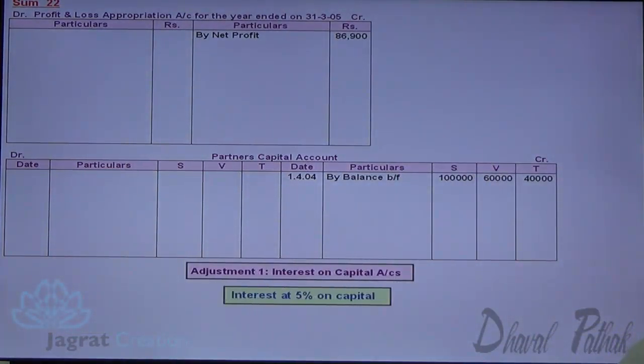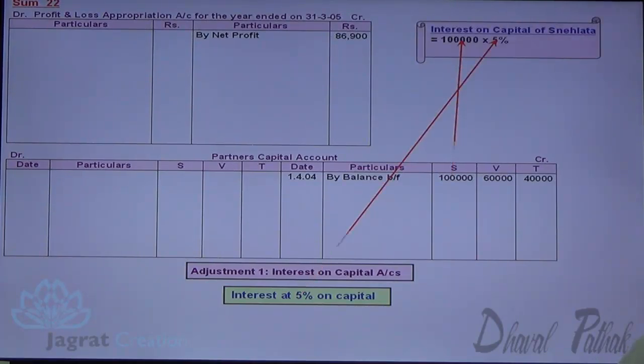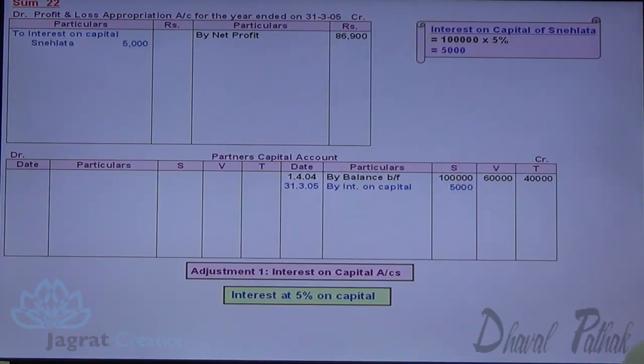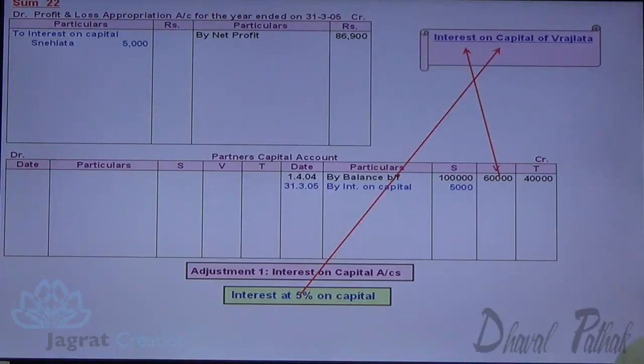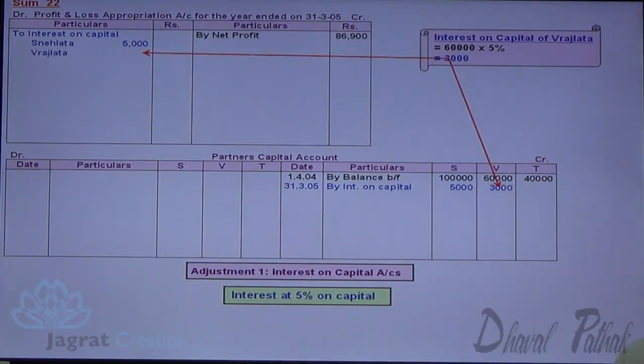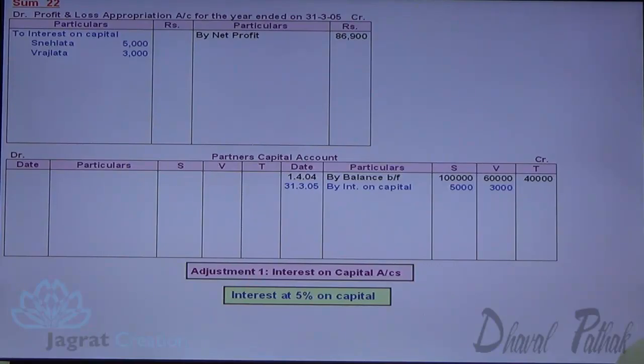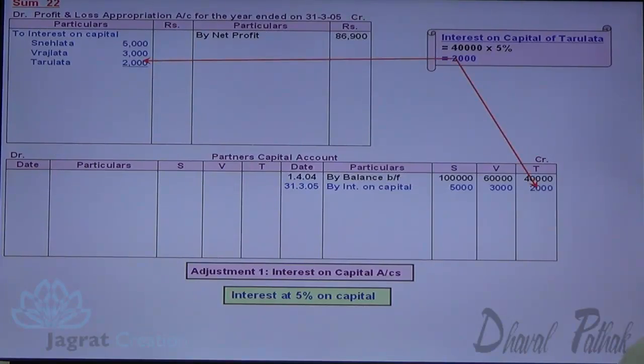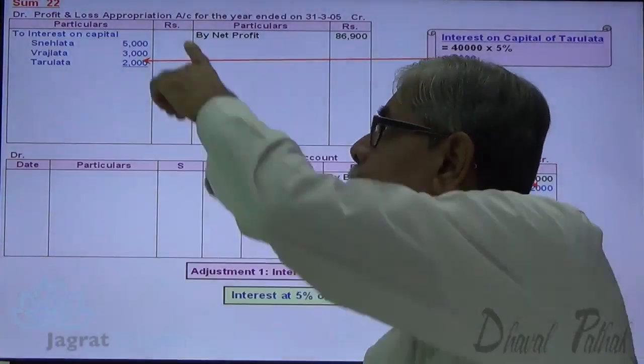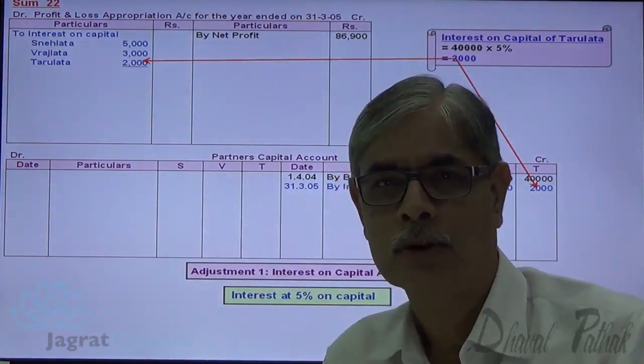Adjustment, interest on capital. Interest on capital is to be calculated at the rate of 5%. So 1 lakh 60 thousand into 5%. Profit and loss appropriation account debit to Snehalata, capital account credit. Calculate interest on capital for Vrajlata: 60,000 into 5%, 3,000. Profit and loss appropriation account debit to Vrajlata, capital account credit, 3,000. Let us calculate for Tarulata: 40,000 into 5%, 2,000. Profit and loss appropriation account debit to Tarulata, capital account credit. This is how interest on capital is debited to profit and loss appropriation account.